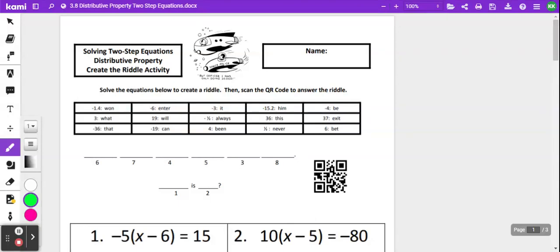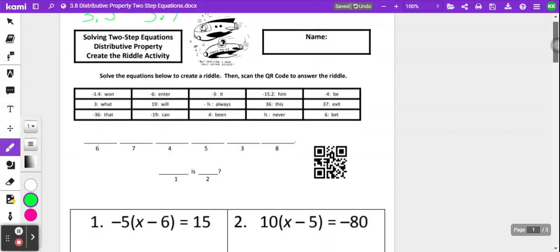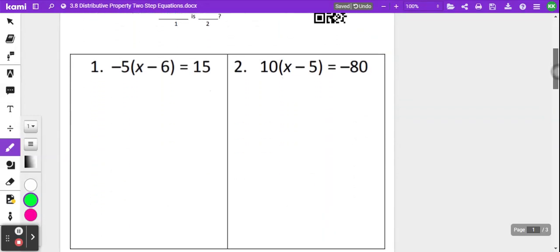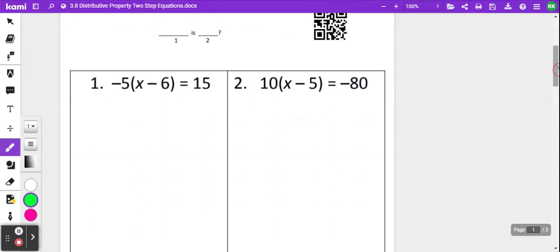Today we're going to be practicing more with equations with distributive property. You can look back at your 3.3 notes if you need more help with distributive property, and you can look back at your 3.7 notes if you need more help with two-step equations. We're going to do these first two questions together, and then you're going to do the rest on your own or with a partner, depending on how your class was behaving.